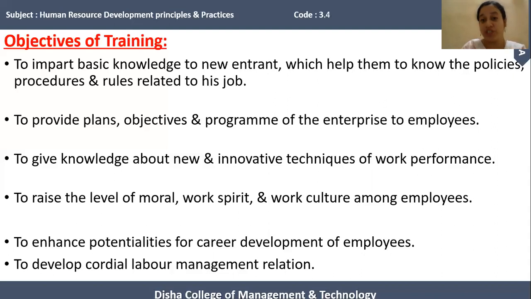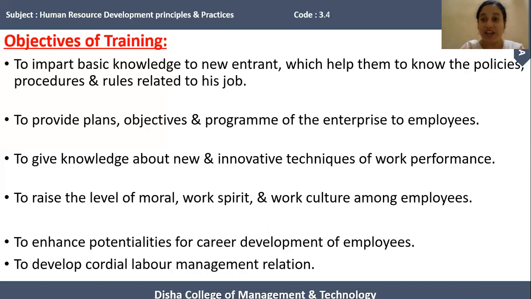the organization will adopt in the near future, for performing in those strategies or achieving the organizational objectives, whatever skills and knowledge are required by the human resources are also provided through training. So the second intention of training is to provide plans, objectives and programs of the enterprise to the human resources.